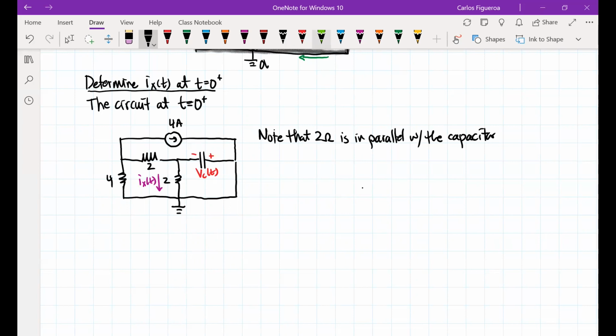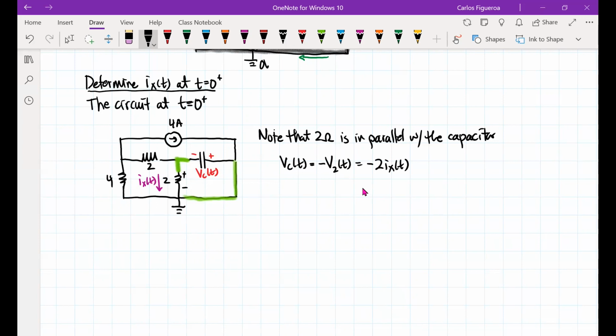Right? So if I look at this node right here, and I look at this node right here, you see that there are 2 common nodes, but they have opposite polarity. Because this guy has a polarity like that, and you can see that the cap has the opposite. So therefore, I could write that VC of T has to be minus the voltage of the 2 ohm resistor, but that's minus 2 times Ix of T.